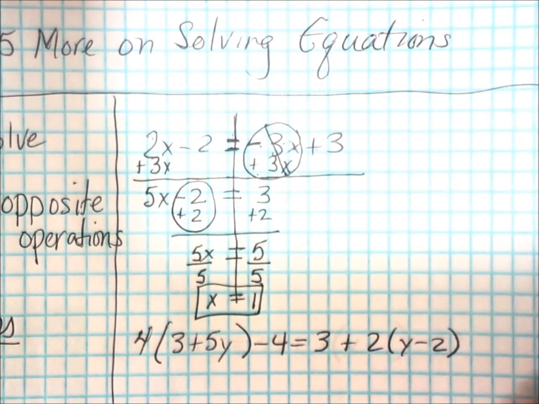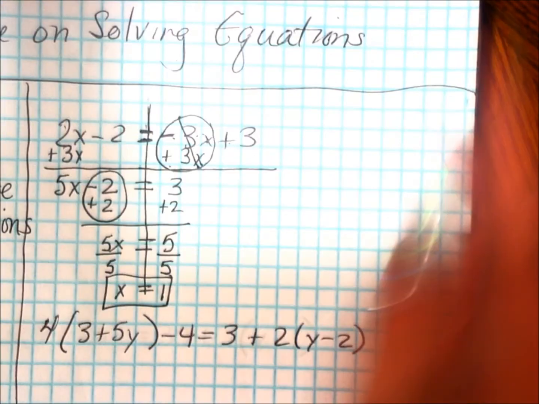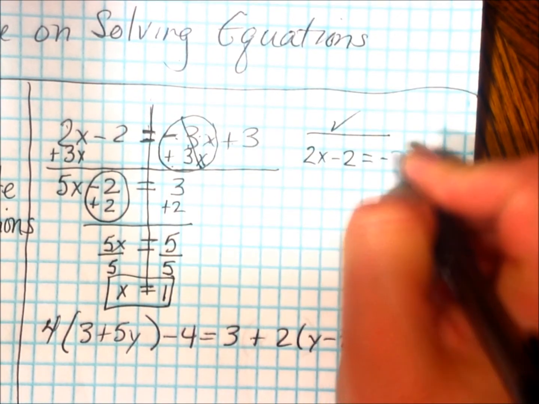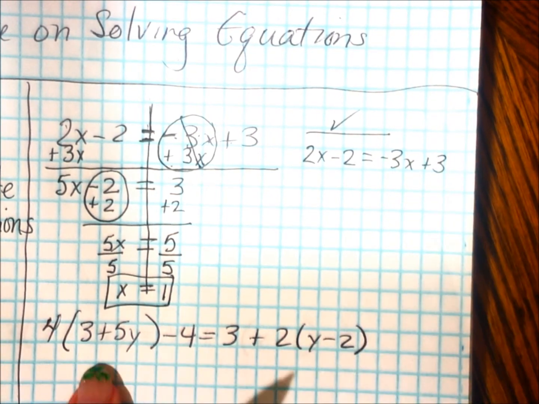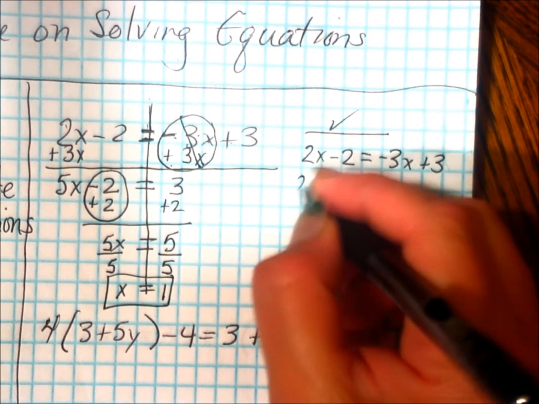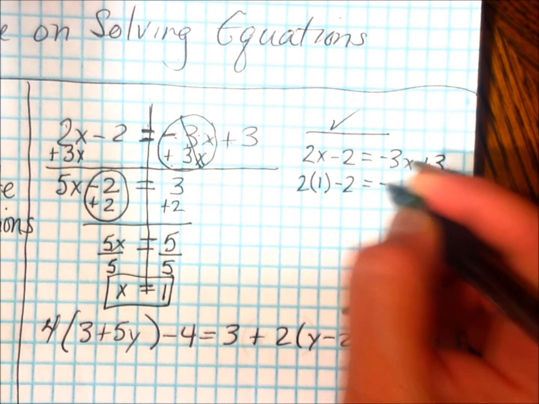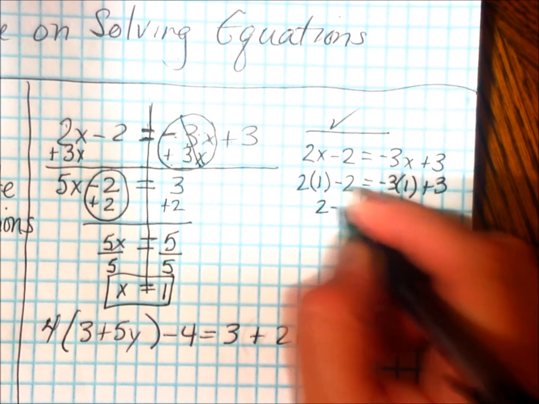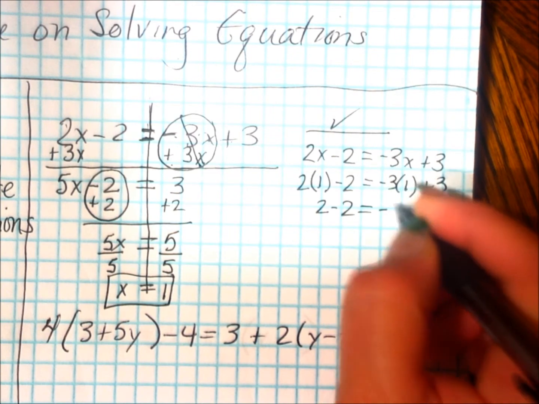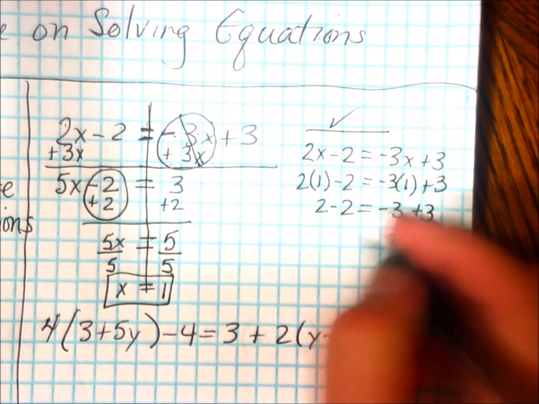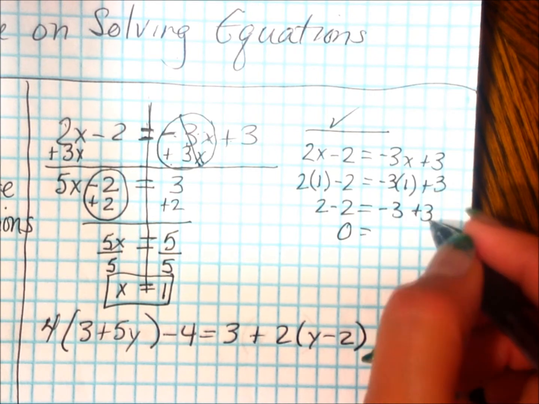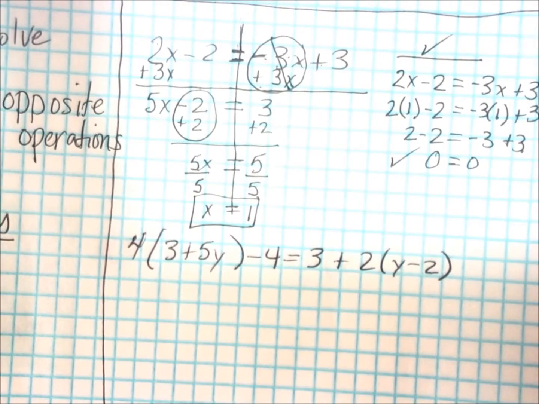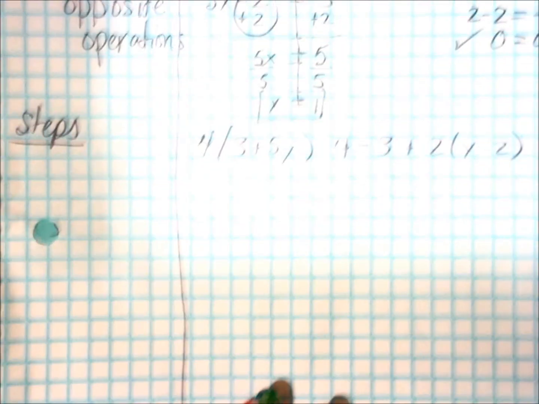Now when I go to do my check, slide my paper over here a little bit. I'm going to recopy the original problem, and I found that I got x equals 1. So I'm going to replace every x with positive 1 and see what happens. So 2 times 1 gives me 2 minus 2. Negative 3 times 1 gives me negative 3 plus 3. 2 minus 2 is 0, and negative 3 plus 3 is also 0. So it worked.